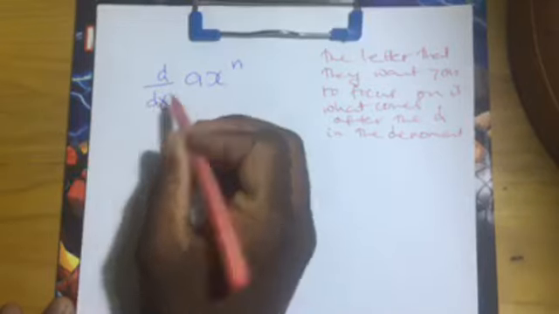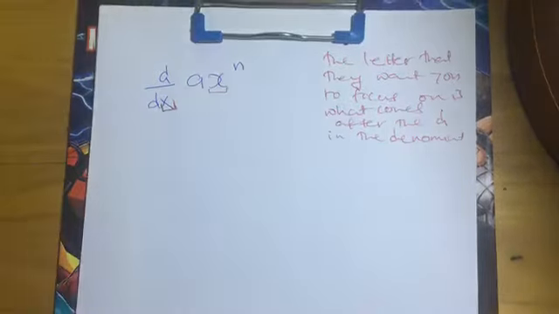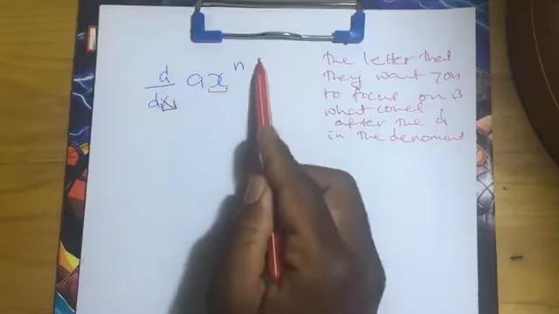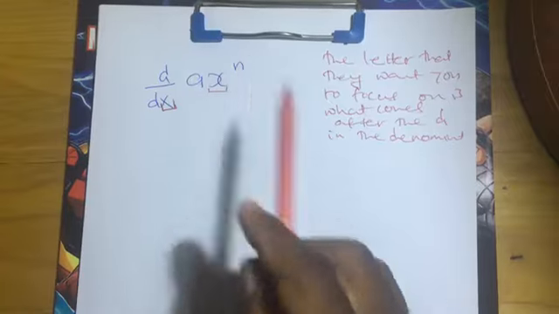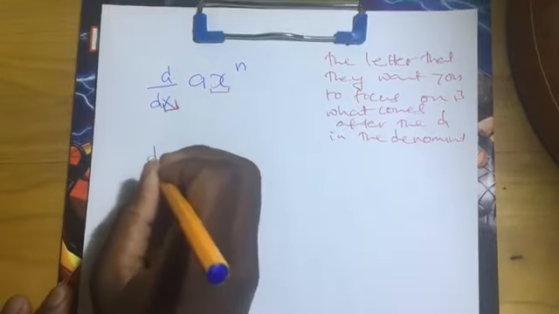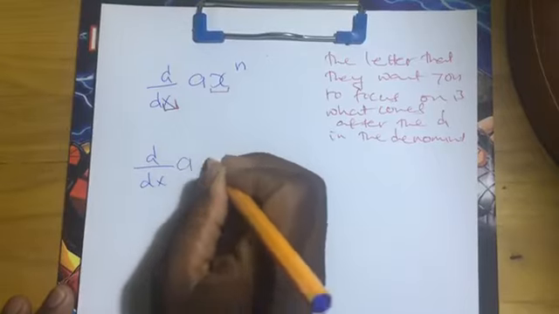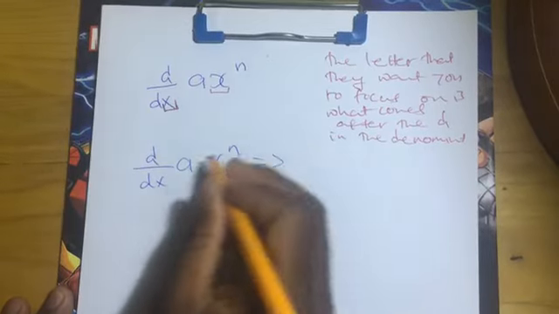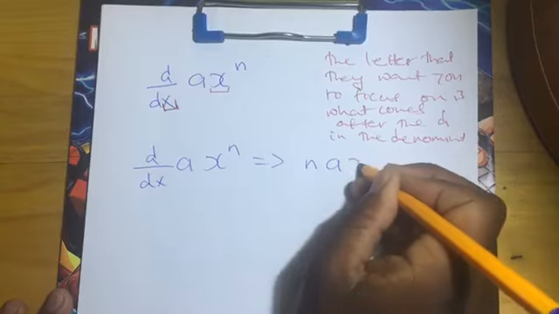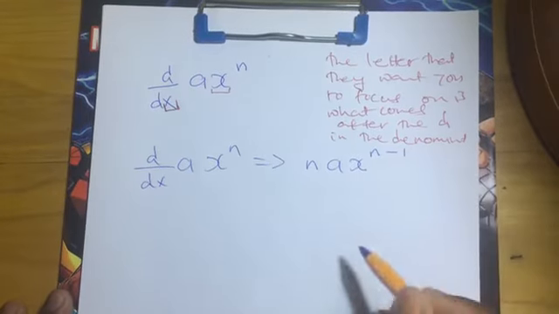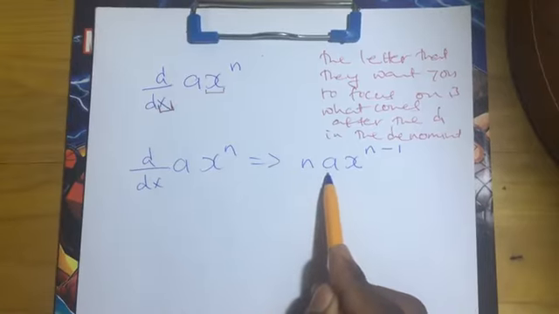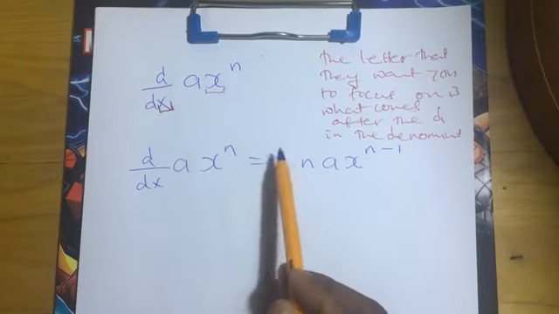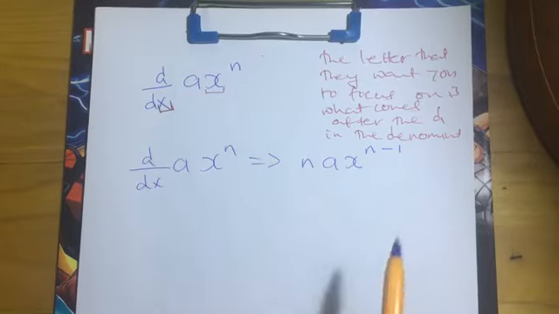So here we have the x after the d in the denominator, meaning they want you to focus on x. They want you to differentiate x. So you're going to multiply the coefficient of x by the power of x, and then you subtract 1 from the power of x. So d/dx of a x to the power n is going to give us n a x to the n minus 1. Notice I have multiplied the coefficient by the power. This gives me n times a. And I have subtracted 1 from the power. This gives me n minus 1.